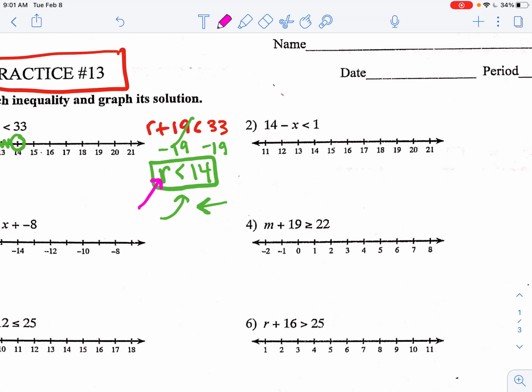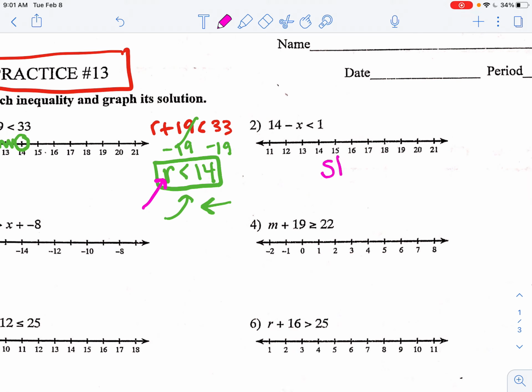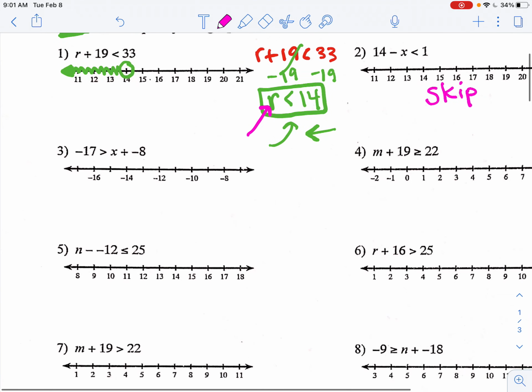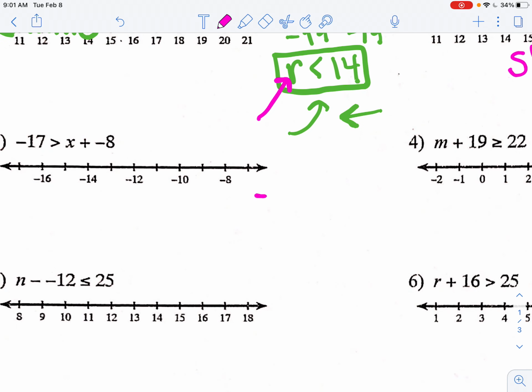Number 2 is actually a two-step inequality, so we're just going to skip it for now. I don't want to confuse you by doing that too early. So let's go on to number 3.